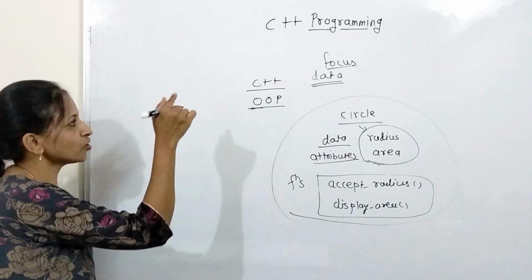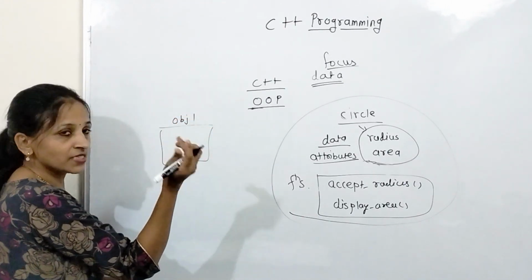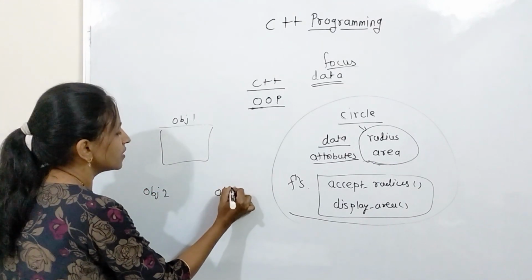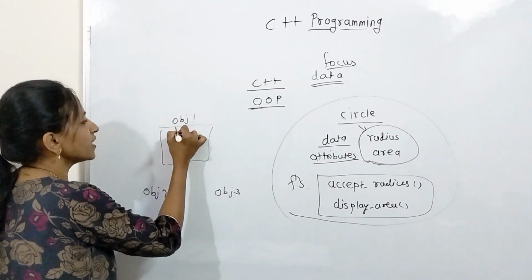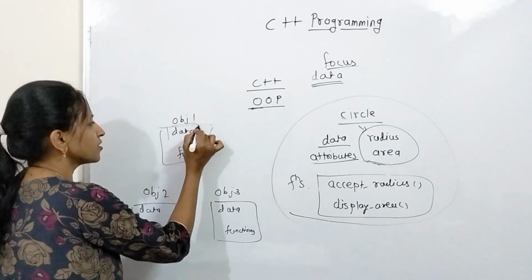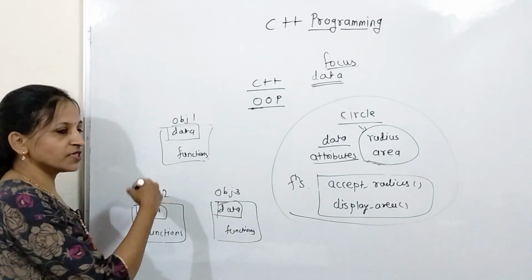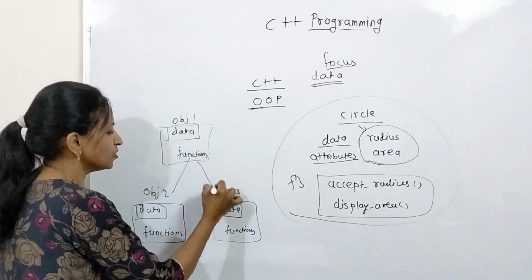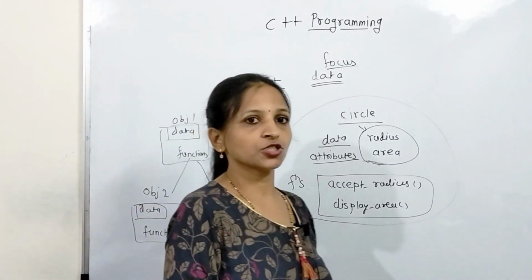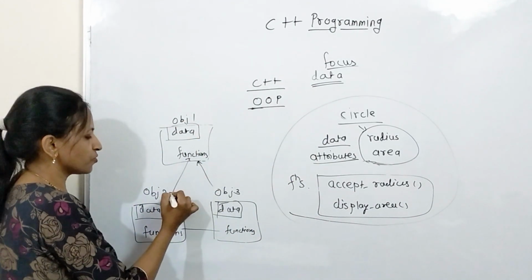The diagrammatic representation is like this: one object is object 1 of that circle class, then object 2 and object 3, and each has data with it and functionality with it. This data is secure, you cannot access the data. And objects can communicate with each other through message passing. This is the overall structure of object orientation, and this is possible in object orientation.